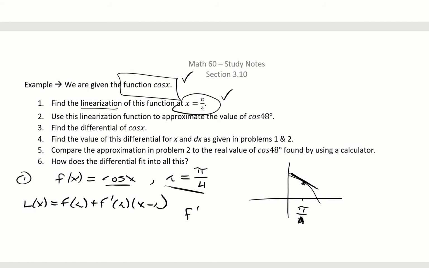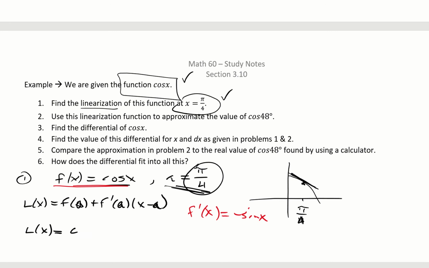Here we have cosine. My writing is terrible. But since we have this, we know that f prime of x is equal to negative sine x, right? So the linearization does this. It wants you to plug in a here, a here, a here, and a is pi over 4. So L of x at a equal to pi over 4 is this.